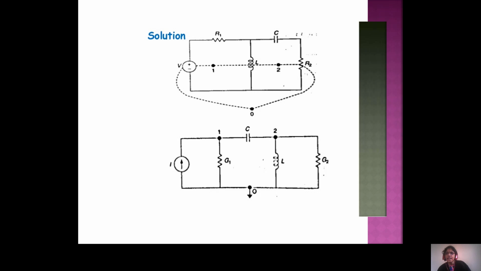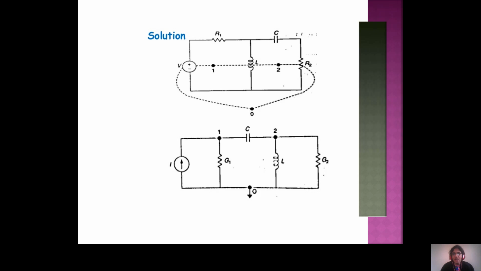Between 1 and 2 the connection will be in series, but here where the inductor is, you put the capacitor. The voltage source is related to 1 to 0, and it will be converted to a current source. If plus is forward, then it will be in the forward direction. If it is reverse, then it will come to reverse.